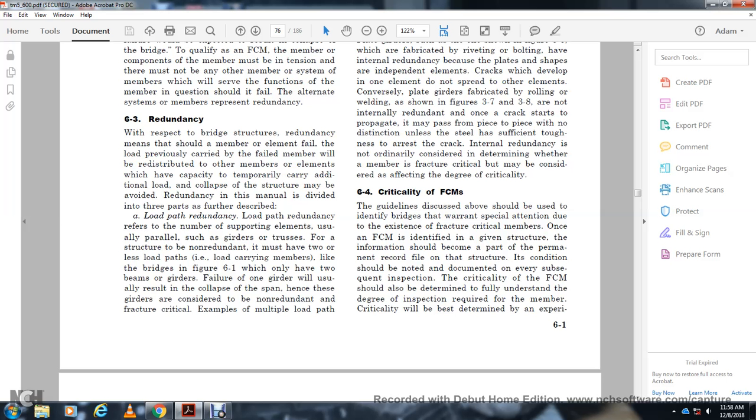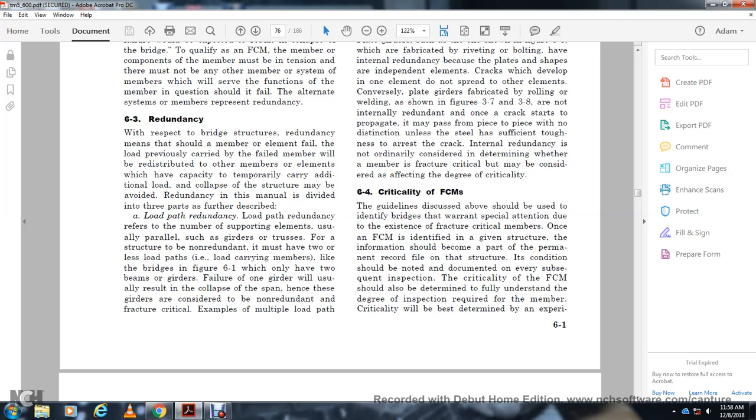Collapse of the structure may be avoided with redundancy, which the manual describes in 3 parts. Load path redundancy. Load path redundancy refers to the number of supporting elements, usually paired with the strength of the girders and trusses. A non-redundant structure has 2 or fewer load paths, or load carrying members, like the bridge in figure 1, which only has 2 beams or girders. The failure of 1 girder will usually result in the collapse of the span. Hence, the girders are considered non-redundant and fractional critical.